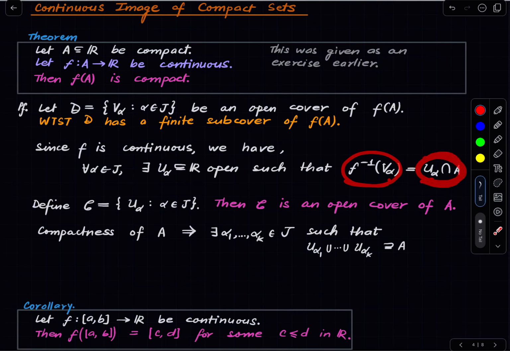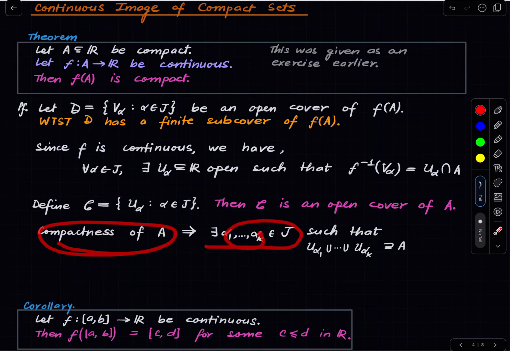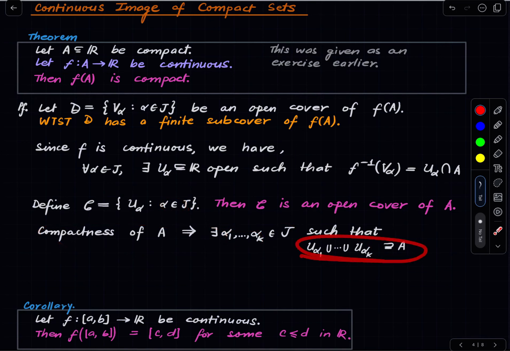Therefore these form a cover of A. And if these form a cover of A, clearly these will form a cover of A, because each of these guys is contained here. So also please make sure that you appreciate this point, that this is an open cover of A. And now by compactness of A, we can find finitely many indices in J such that the corresponding U alphas cover A. So we have this containment. And now to finish the proof from here, let me just write this above containment in a different way.